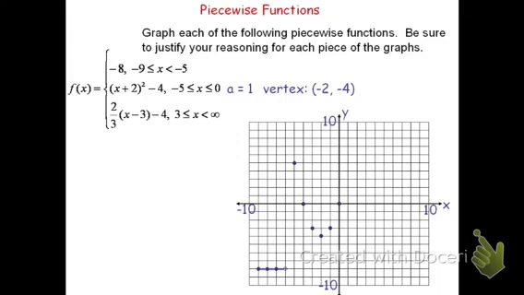That's because my domain is limited. My domain is the pieces from -5 to 0. This only gives me a piece of the parabola. Connecting it, I get this nice U shape.